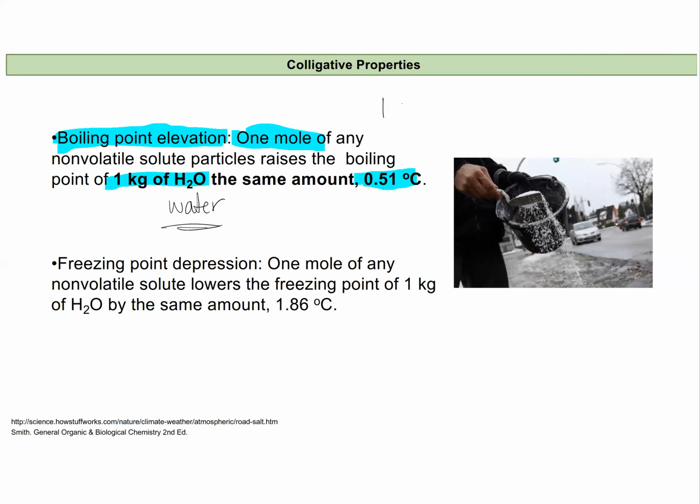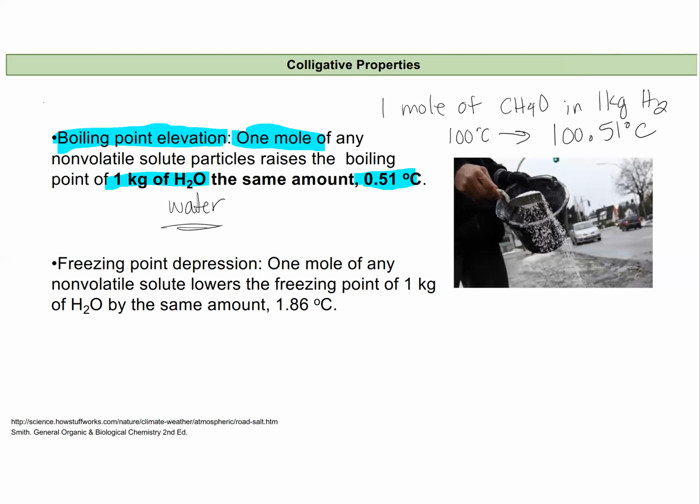So if I have 1 mole of, let's say, methanol, CH3OH, which is a non-electrolyte, in 1 kilogram of water, my boiling point would increase from 100 degrees Celsius to 100.51 degrees Celsius.